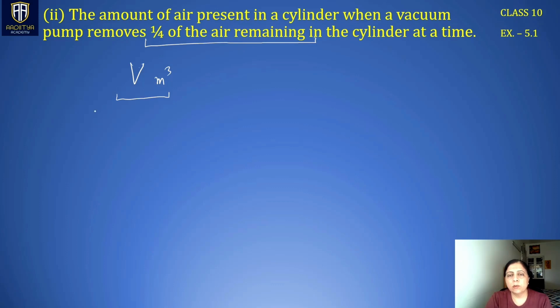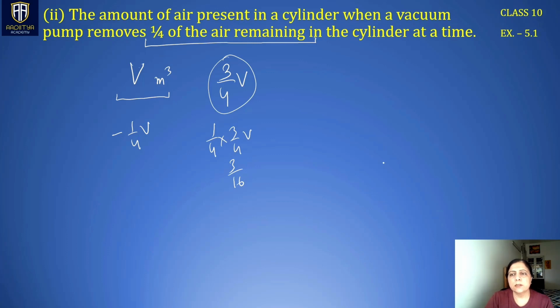So when 1/4 is removed, then what is left? This means 3/4 of volume is left, right? We have taken out 1/4 of V. Now, when we have to extract the air, we have to take 1/4 of the existing volume. Now the existing volume is 3/4. So 1/4 of 3/4 of volume becomes 3/16, right?